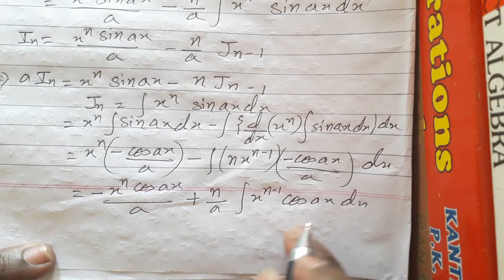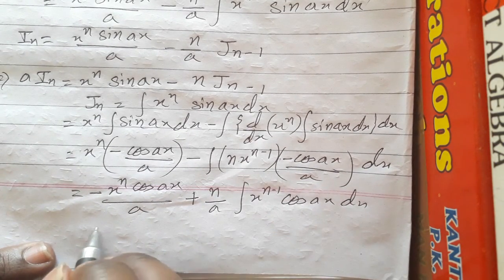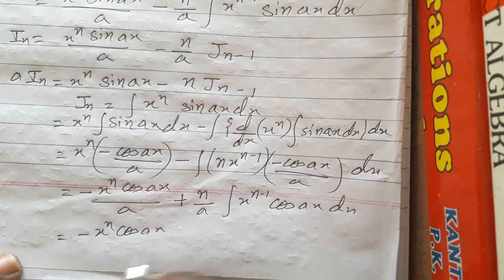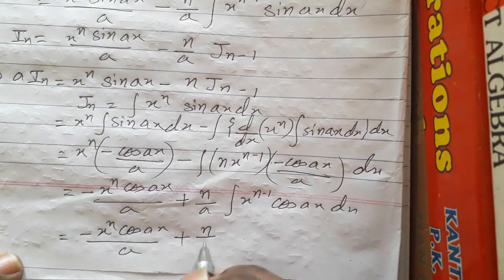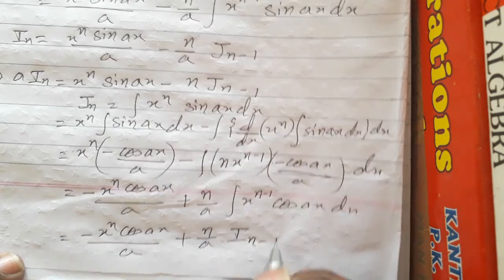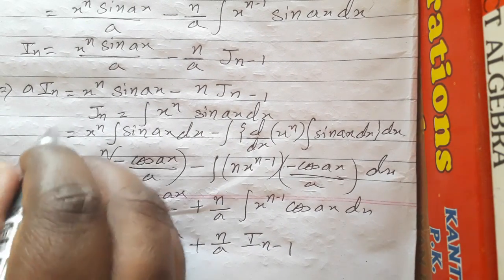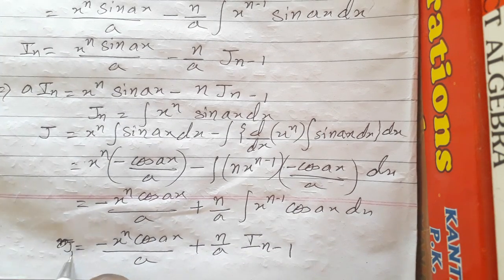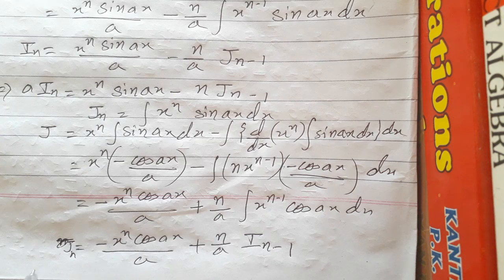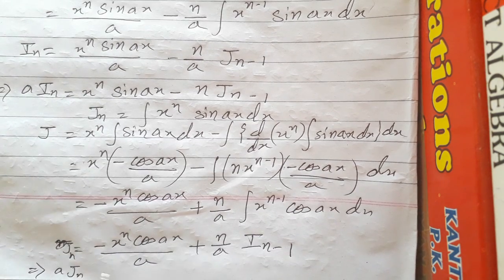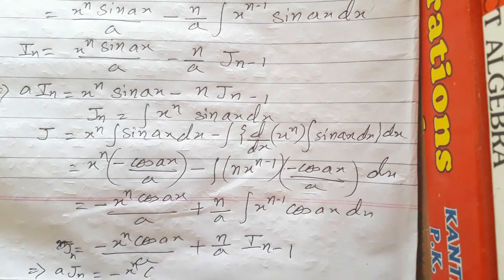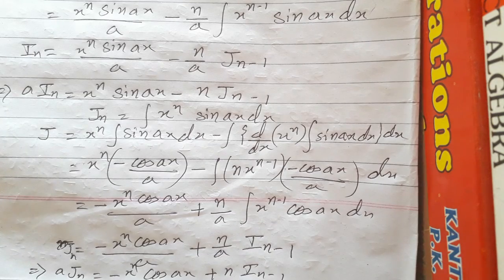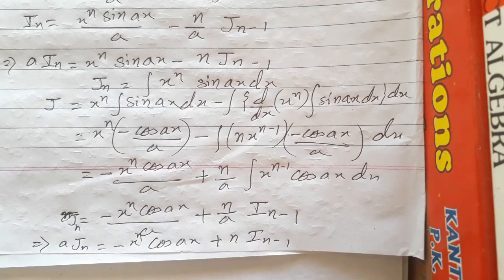So this is nothing but I_(n-1). This is I_(n-1). So we have here minus x^n cos ax by a plus n by a I_(n-1). Now here, this is your J_n. Okay, this is your J_n. Now you multiply throughout with a, so we get a J_n equal to minus x^n cos ax plus n I_(n-1). So this is the proof of Roman 2.